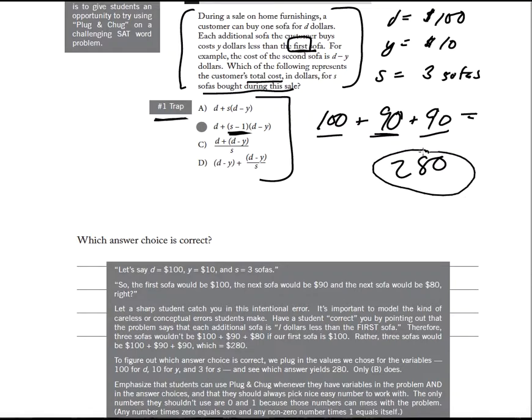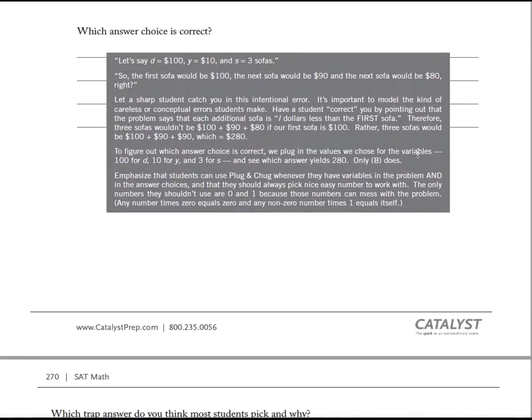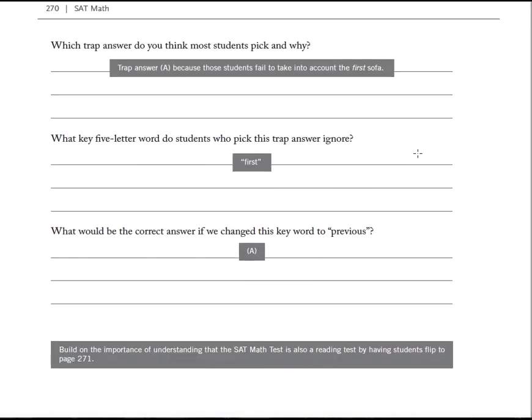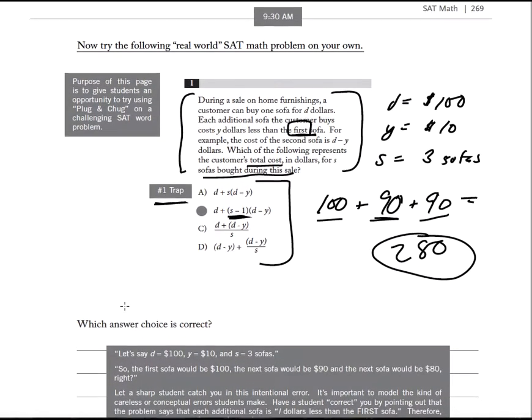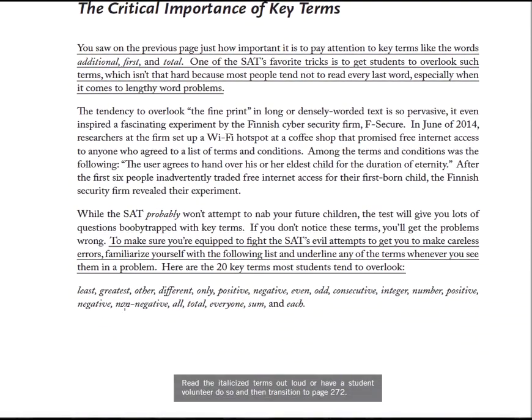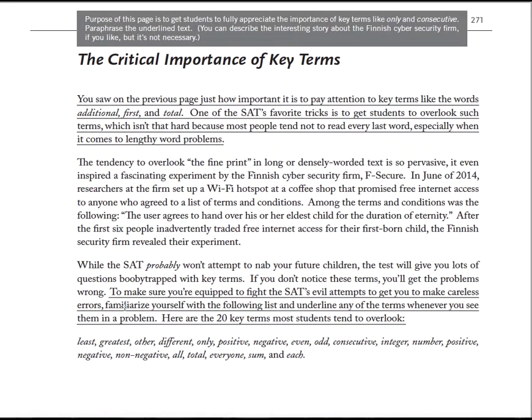And again, I can promise you guys, you're going to have problems like this when you take the SAT, and you can probably use this strategy about 10 times on the 58 questions on the math test. So what we're doing here is working these discussion questions organically into my discussion on page 269. Then I want to build on that and talk about the critical importance of key terms for students. I can say to students, flip with me to page 271.